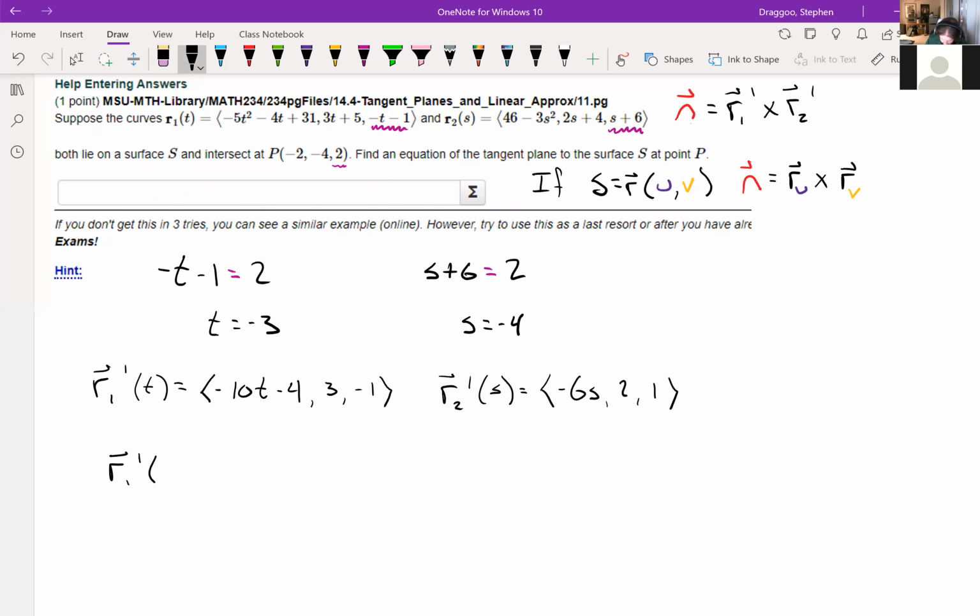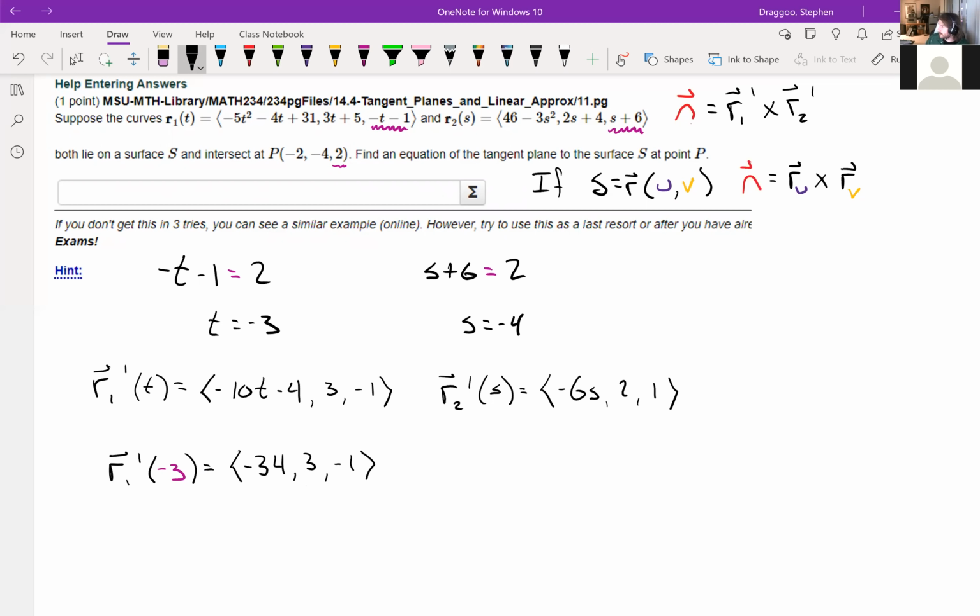Next up, R1 prime of negative 3. Right, so I actually just have to plug some stuff in. This will get me negative 30. Ugh. Nope, negative 34. 3, negative 1.